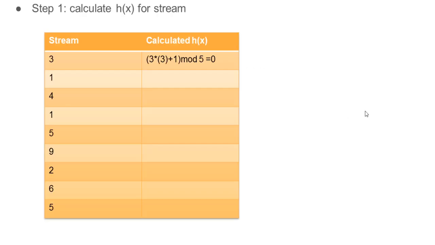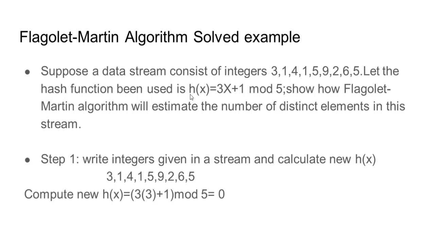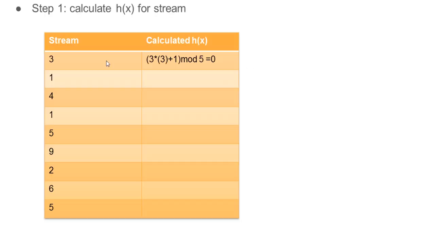For that, the first step is that we have to find the hash function for the given stream. So we will write down our stream in a tabular format like this, and we will calculate the hash function of each and every element. Now as in the question, it is given h of x, which is 3x plus 1. Here the x we will replace with each stream element. That is why for the stream element 3, it is 3 into 3 plus 1 mod 5. So that is 10 mod 5, which is 0.